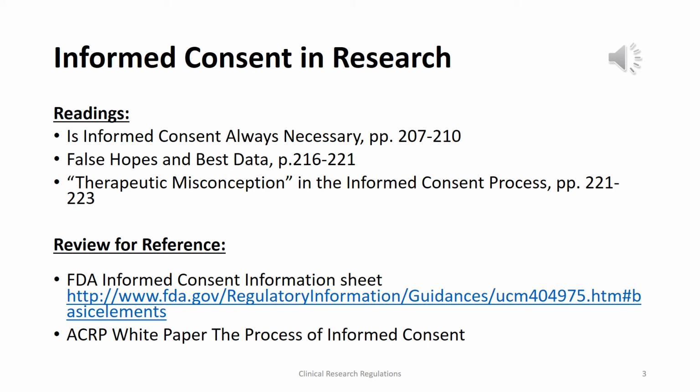For your readings for this week, we're going to read "Is Informed Consent Always Necessary?" That'll be on page 207 in your textbook. The author in this document discusses some ways in which informed consent may not be necessary. There are actually research projects where it is not necessary, but there are very few of those. Also, we'll talk about "False Hopes and Best Data," where the author is discussing therapeutic misconception and what it is. And then finally, in the article entitled "Therapeutic Misconception in the Informed Consent Process," this author reviews the false hopes and best data article and discusses it in a little more detail. So I think these articles will be very helpful to you as you go through the exercise this week.